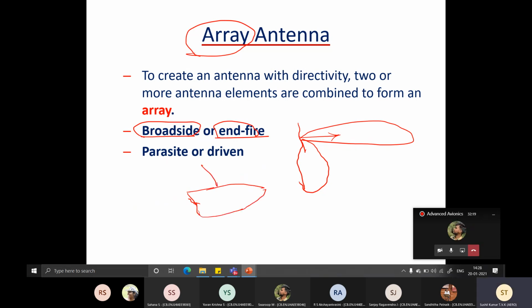So this side is called the broadside, because its length is broad, and this is called the end fire. So they are basically naval terms. Then you have something called parasitic or driven, that I'll tell you what it is. Array antennas' basic purpose is to improve the directivity. It is much better than just lambda by 4 antennas or lambda by 2 antennas.